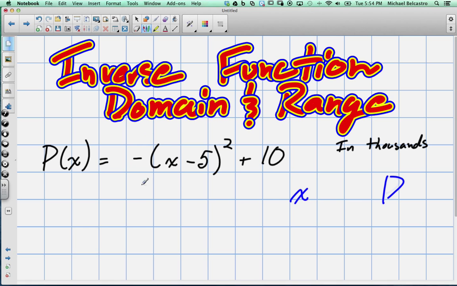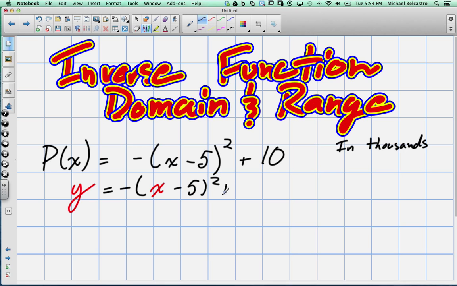So we'll find the inverse of this function to start. It's the same idea: I'm going to change this into a y, because essentially when we're graphing, our p of x is our y. And this still stays as x minus 5 squared. We're going to change the position of our x and our y. So here's our x, it's equal to negative, and here's our y.